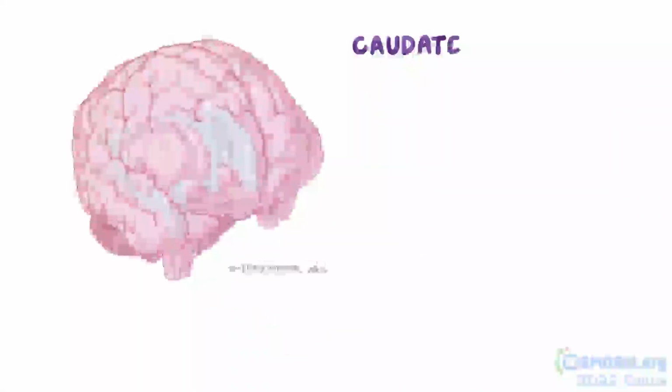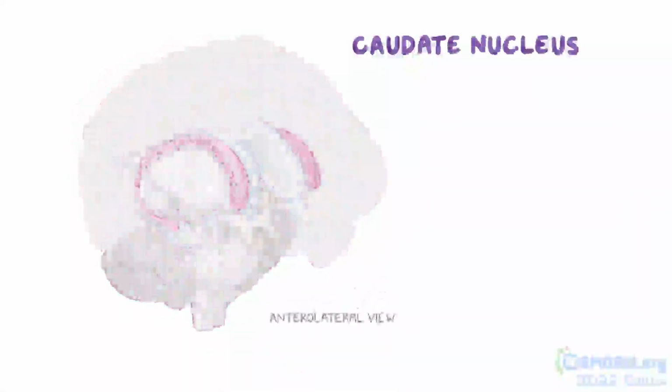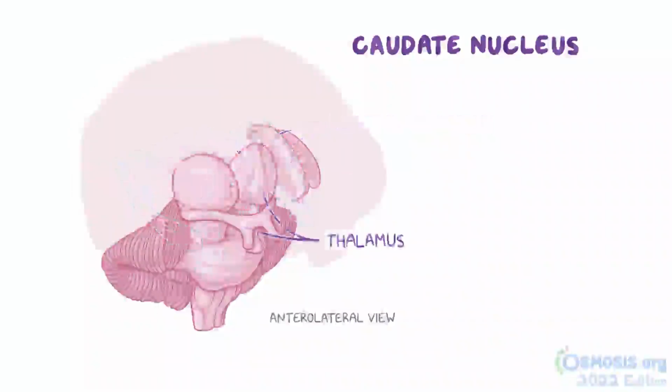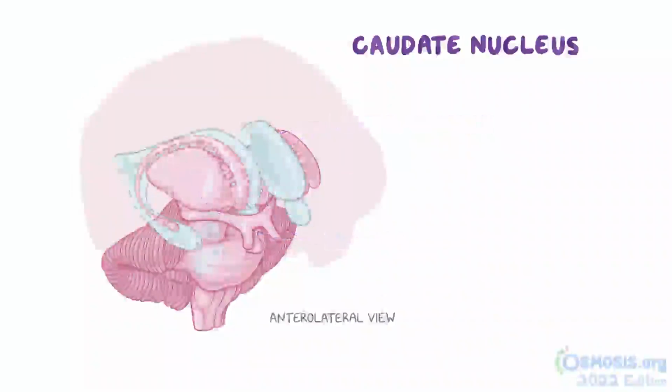First up is the caudate nucleus, which is shaped like the letter C. The caudate nucleus can be divided into three parts: the head, the body, and the tail. It follows the lateral ventricle of the brain, which is medial to it, and curves around the thalamus. Laterally, the caudate nucleus is bounded by the internal capsule.